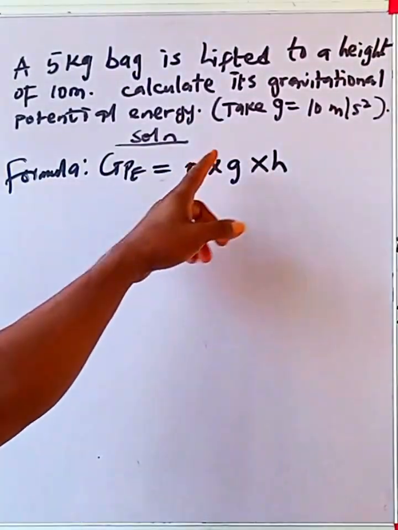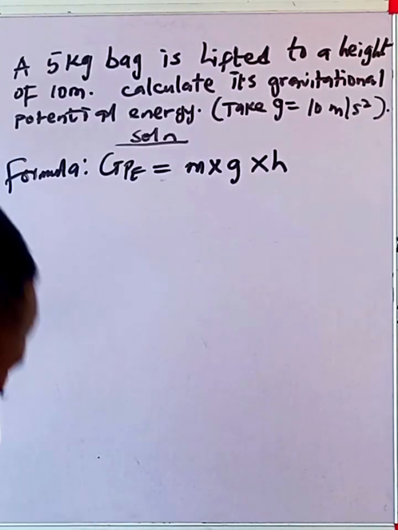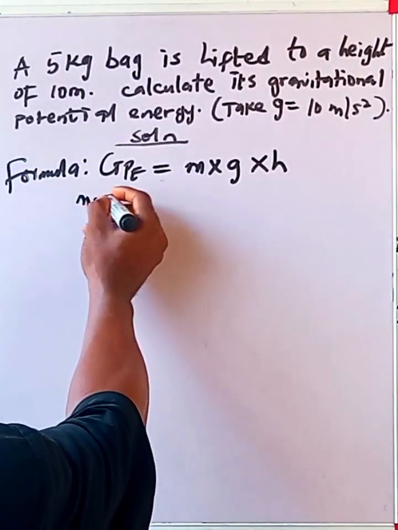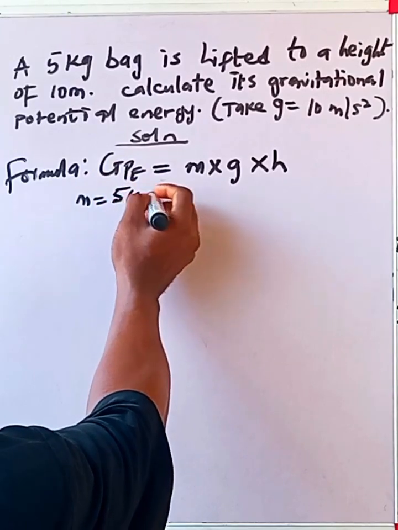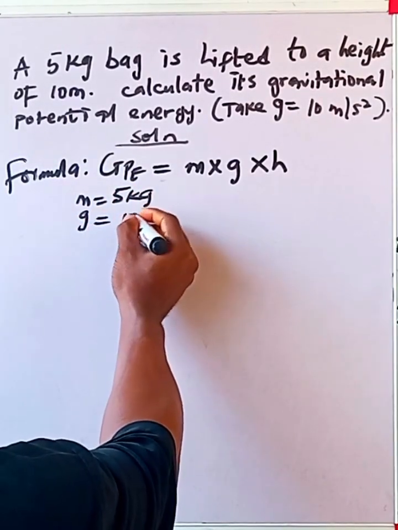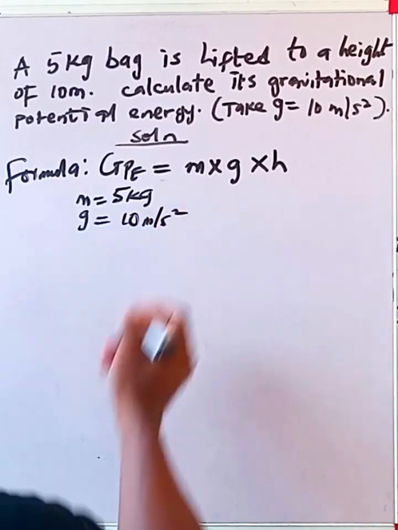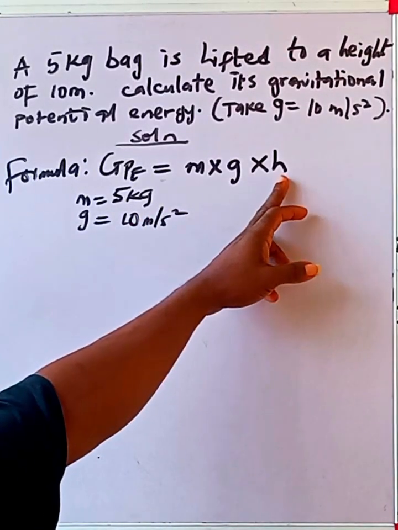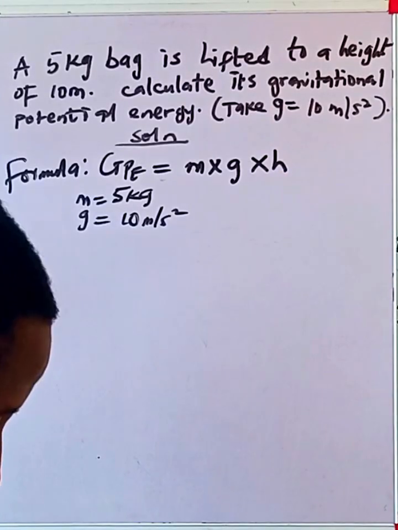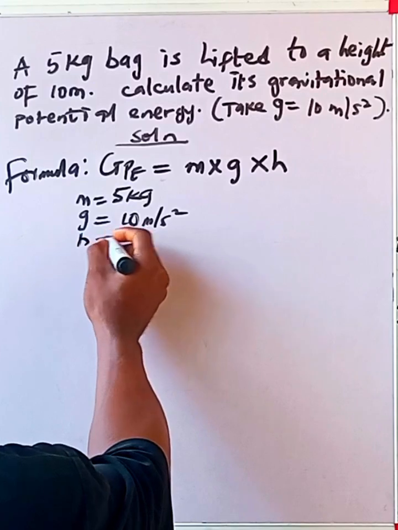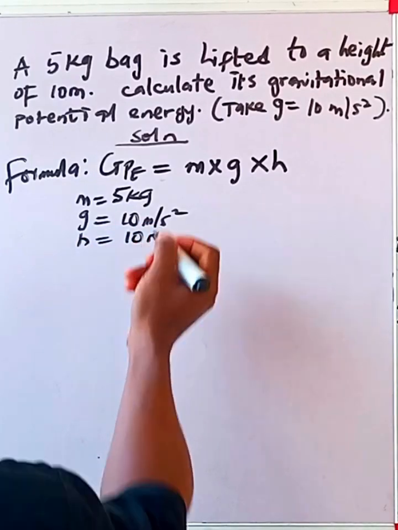All right, so now they gave us M, which is 5 kg. They gave us G, which is 10 meter per second square. But did they give us height? Yes, we were given height. We are given height as what? Height is equals to 10 meter.